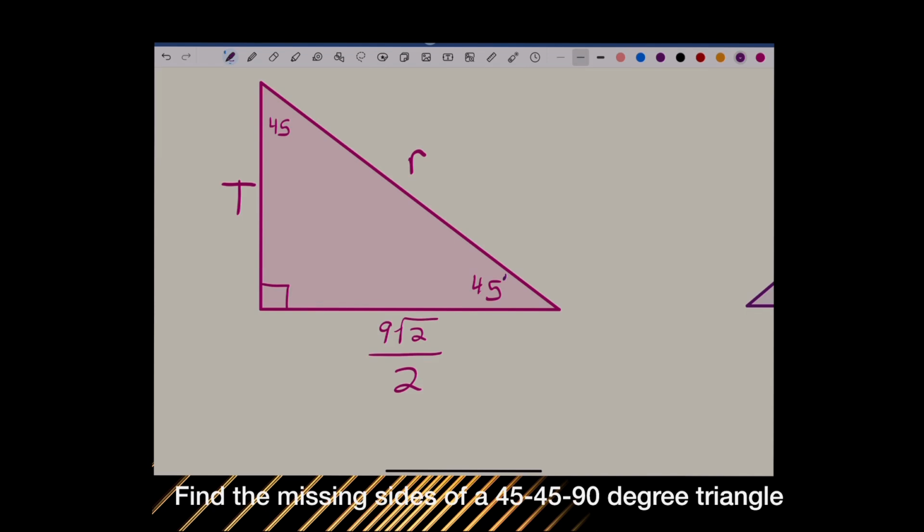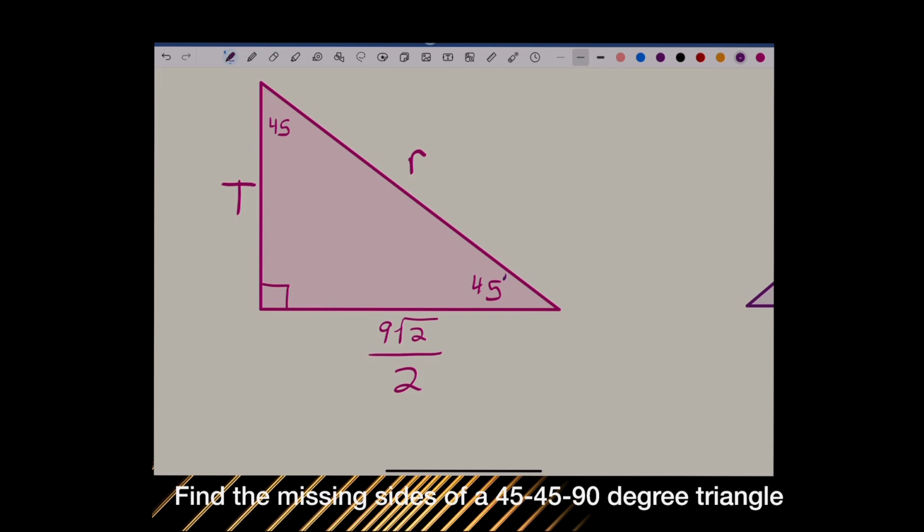So the next one. We've got 2 more that we're going to do. We've got a 45, 45, 90. I'm given one of the legs. It's this ugly thing: 9 times the square root of 2 over 2. I have to find the other leg and I have to find the r.